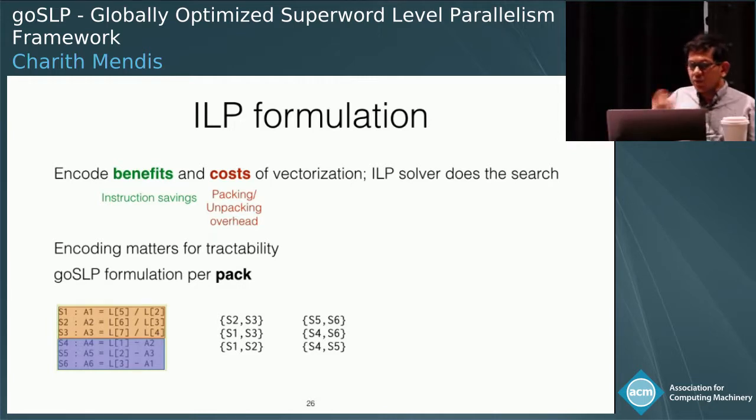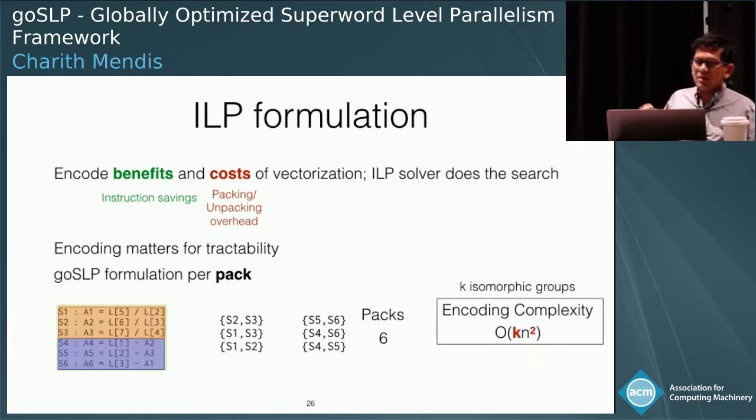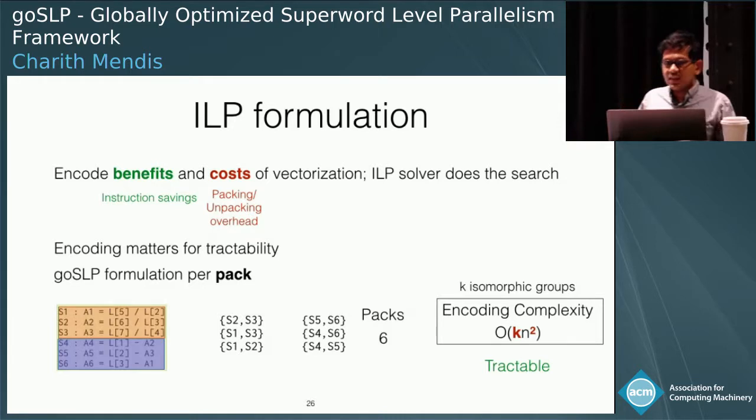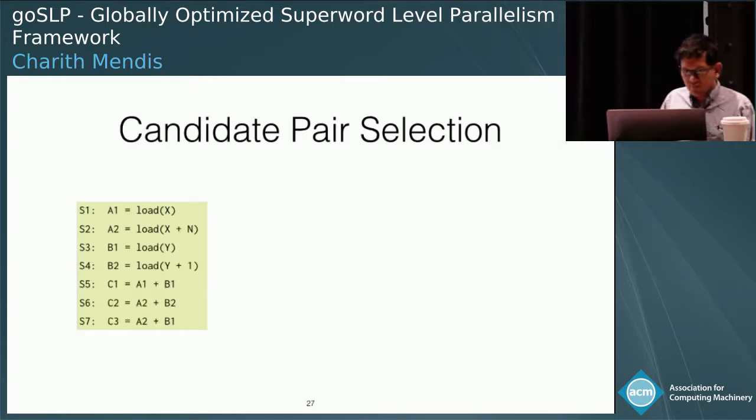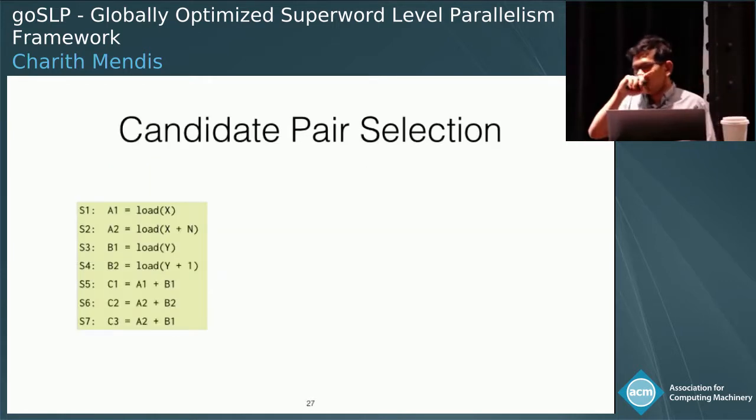So we do it per pack instead of per path. This reduces the encoding complexity to be polynomial and it's tractable. Remember, this is only the encoding complexity, and still it's an NP-hard problem, and the ILP solution can be exponential. So let's go into detail of how we do it.